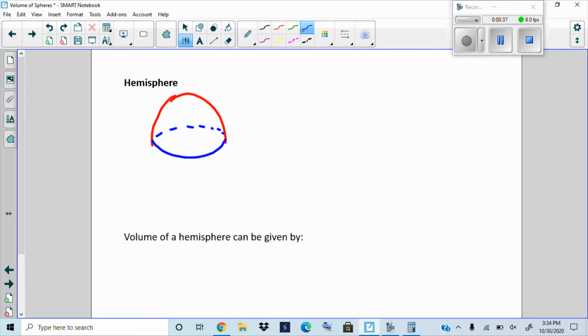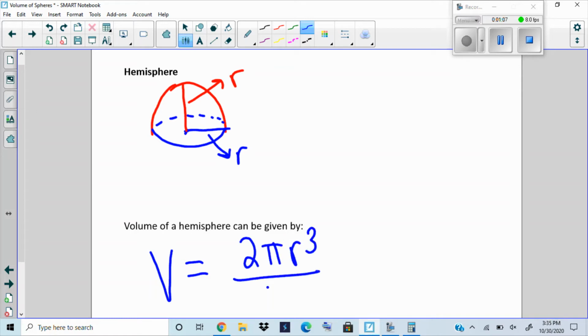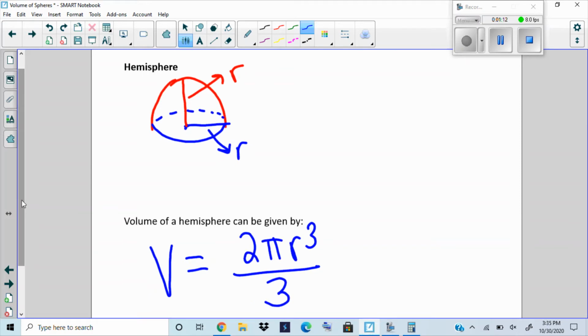And then in your hemisphere, you would have a radius. So this would be the radius. Or they might give you this radius here. So these are both radiuses. Just like in the sphere, either one, the radiuses would be the same. So the volume formula for this hemisphere is going to be volume equals 2 pi r cubed, all divided by 3. So this is the volume formula for a hemisphere.